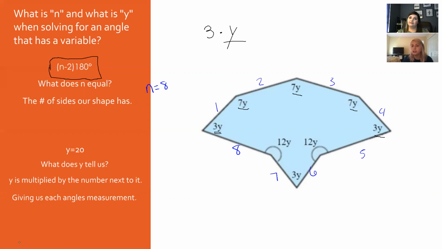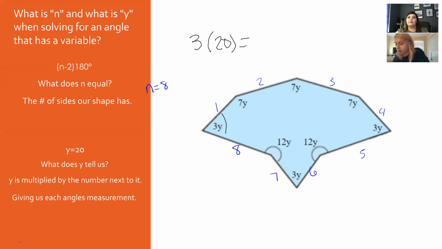So just think about when we're first starting, what does it mean to have a number next to a variable? That's what I was trying to get at. We always think about it, it means multiplication. So y is 20, so we would just simply plug in 20 for y for each one of these angles. So we would do 3 times 20, and that would give us this angle right here. Oh, it's 60, sorry.